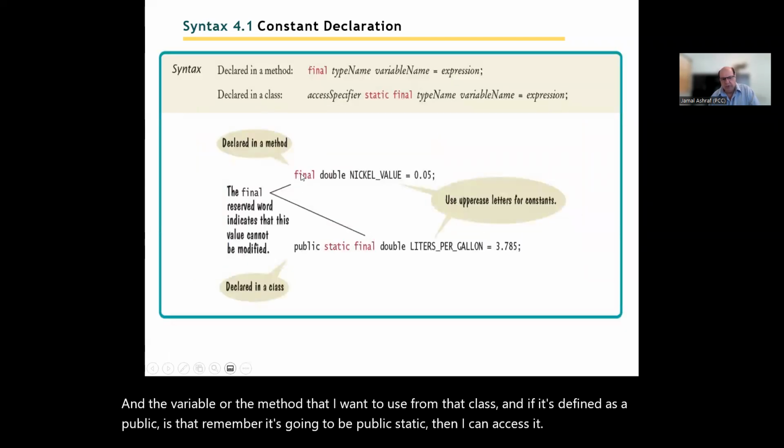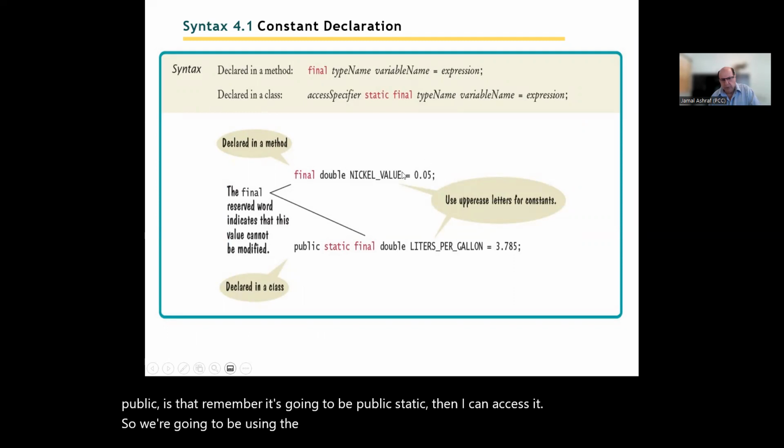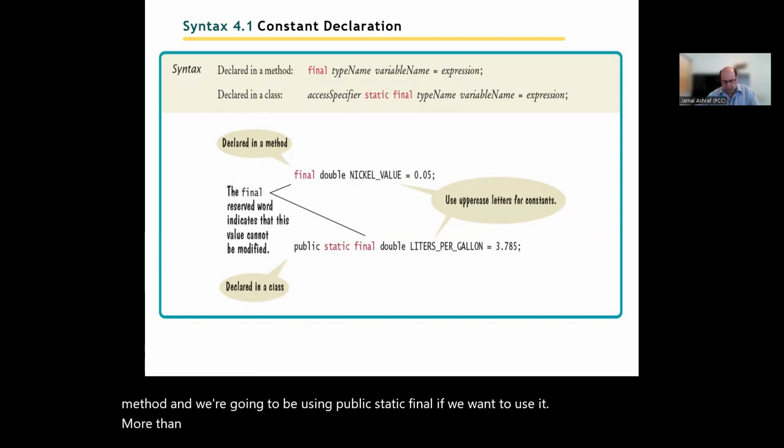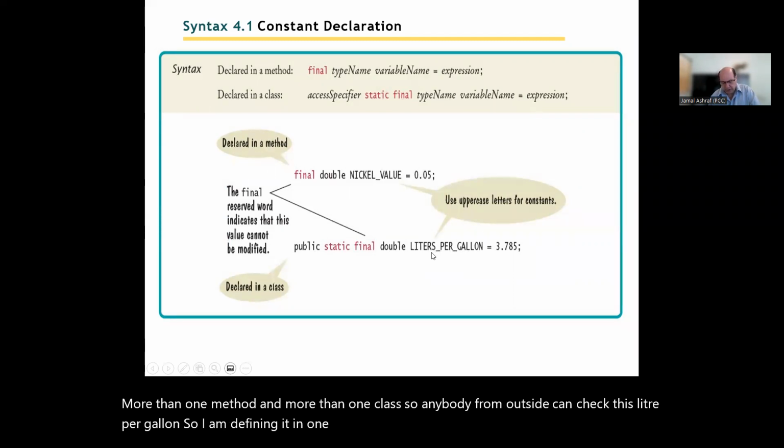So we're going to be using the final, and then we're going to put the value for it. This is for a method, and we're going to be using public static final if we want to use it in more than one method and more than one class. So anybody from outside can check this liter per gallon. So I am defining it in one location and everybody can use it.